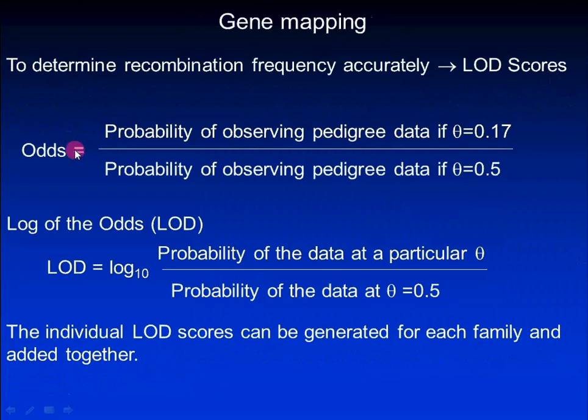probability of observing pedigree data if recombination fraction is 0.17, divided by probability of observing pedigree data if recombination frequency is 0.5. LOD is the logarithm of the odds. A great advantage of using LOD is that LOD scores from individual families can be added up together.